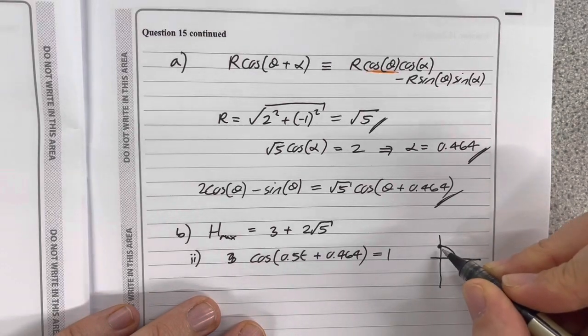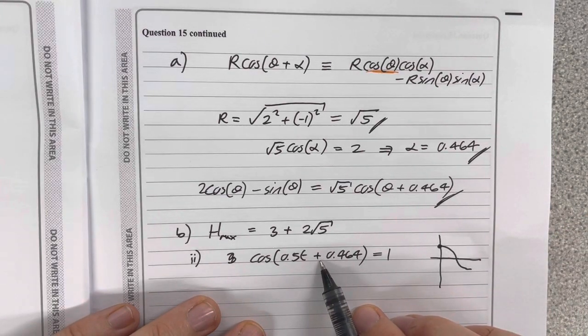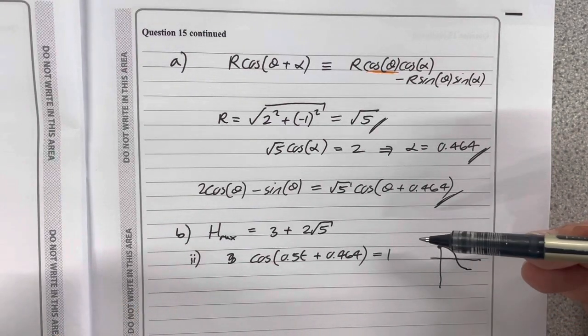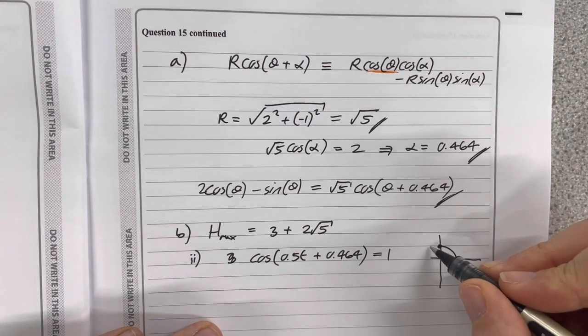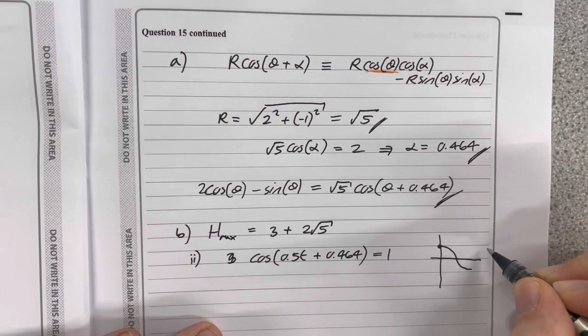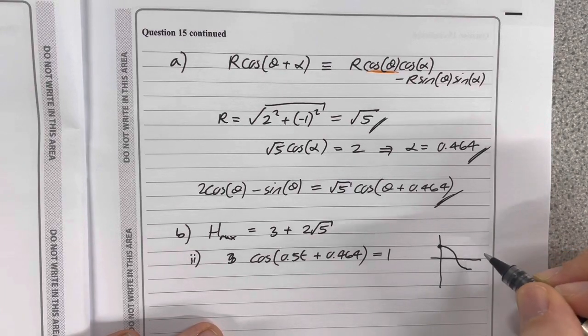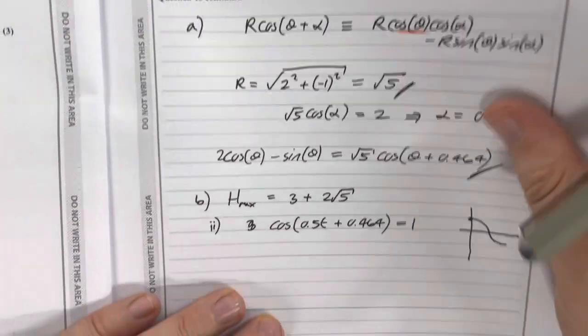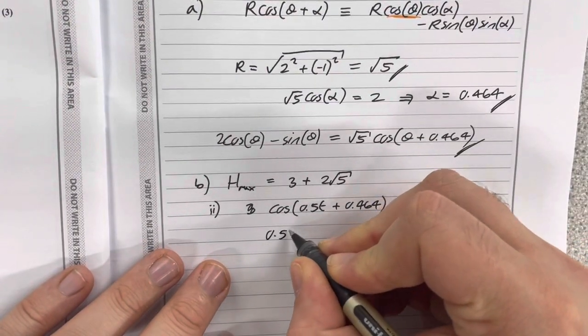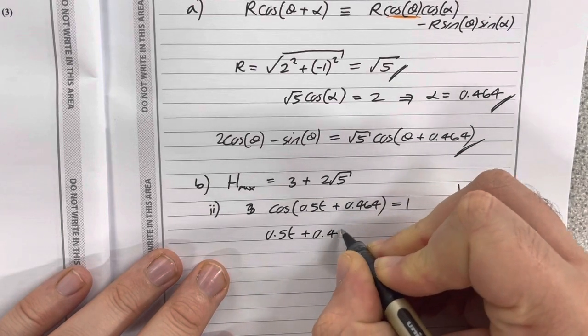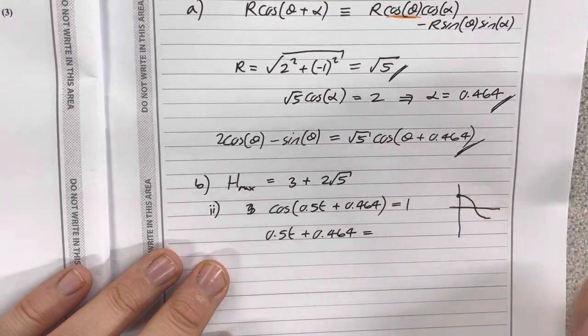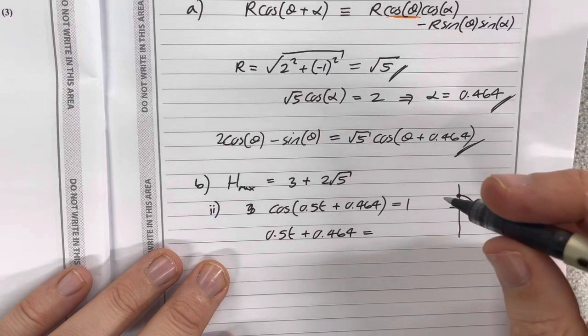Okay, it's the cosine graph. But adding something is going to translate it to the left. So actually the first value of t is going to occur quite a bit later. So it starts on the way down by the looks of it. So I get 0.5t plus 0.464 is equal to 0, but that would give a negative value of t, which we don't want.